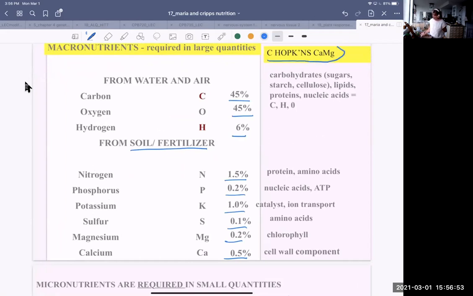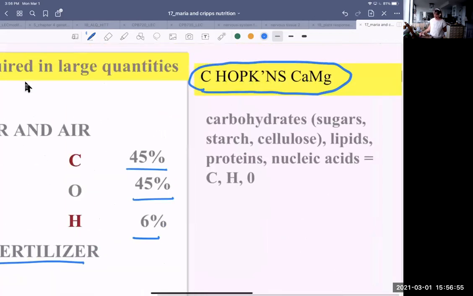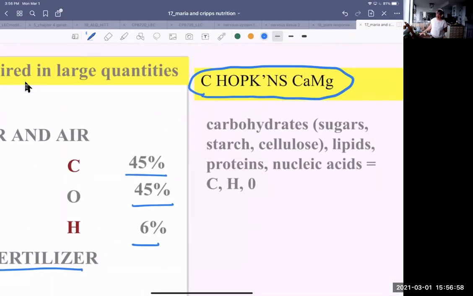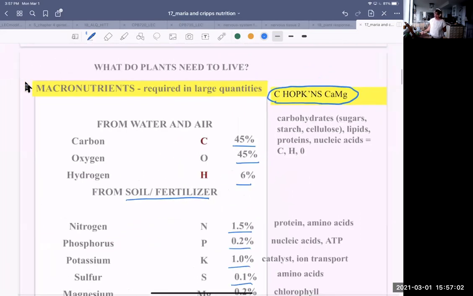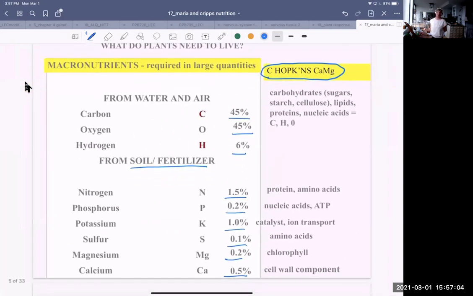Sorry, you're going to have to make up another mnemonic to include all the new things. C. Hopkins, calcium, magnesium. I can't make one up on the spur of the moment.